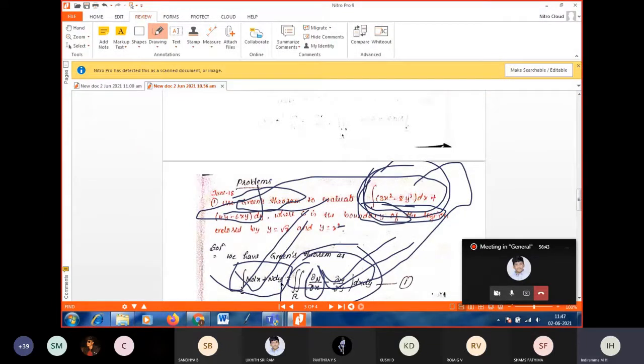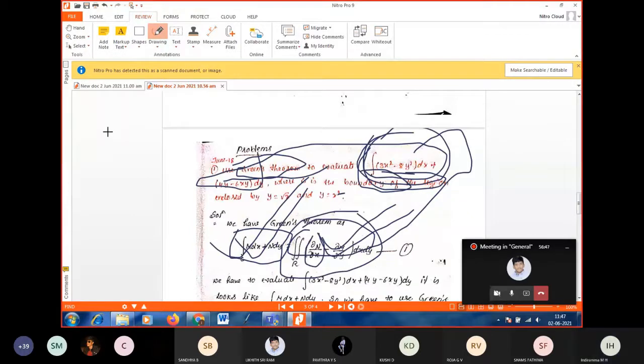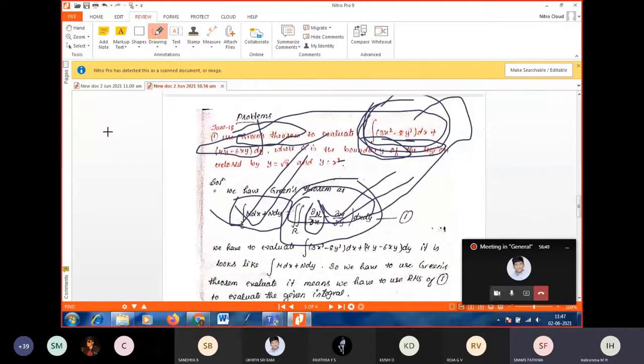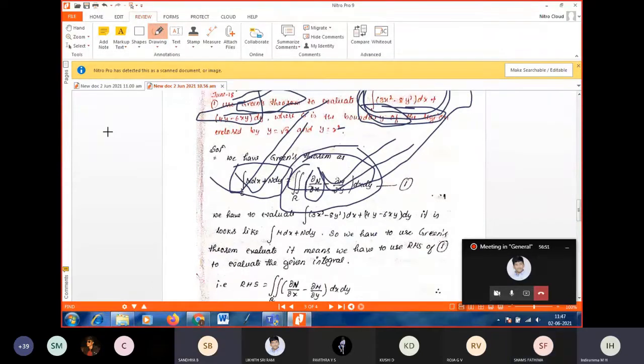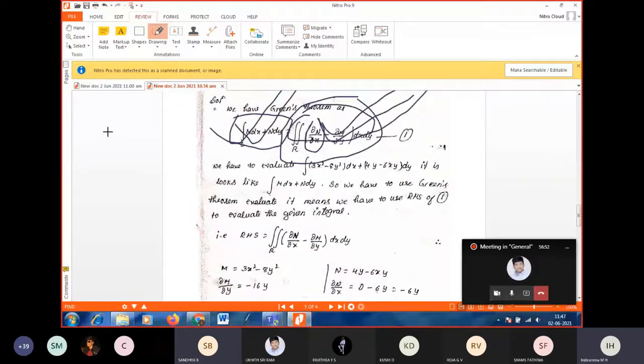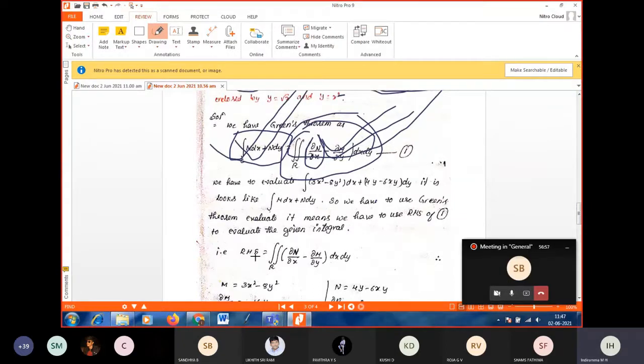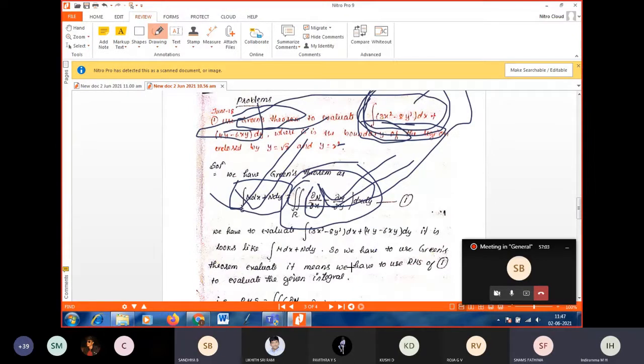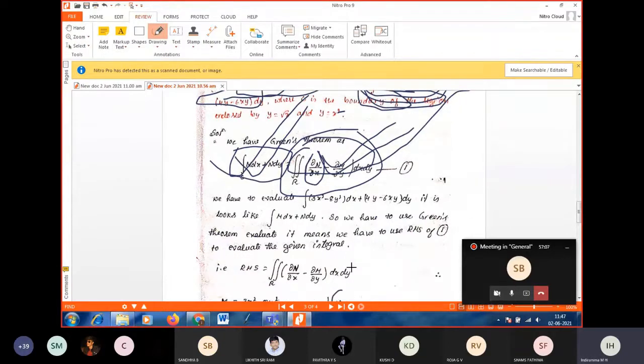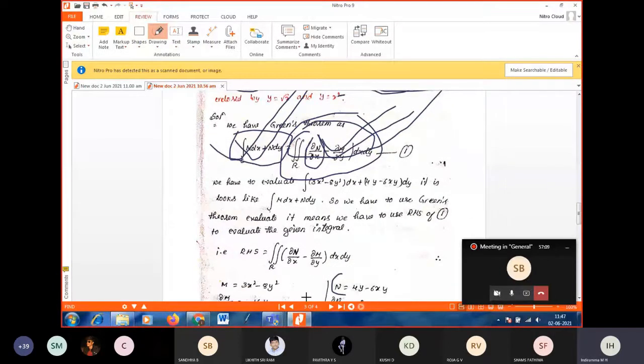Compare the given integral with the LHS and write down m and n. So what is m? 3x square minus 8y square. Is it right? 3x square minus 8y square is our m. And what is n? 4y minus 6xy. Now I got the value for m and n.